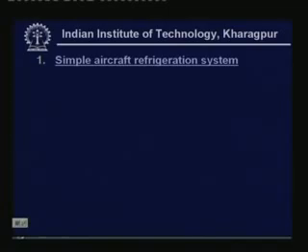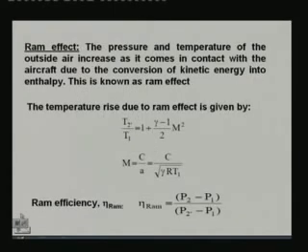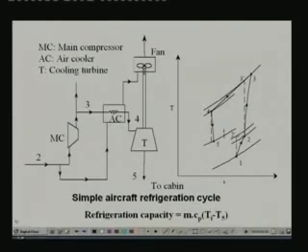The first one is what is known as simple aircraft refrigerant system or a simple system. This is an open system. Let me first explain the cycle. Let me begin at point 2, and let us look at the TS diagram first. So this point 1 is the ambient air.